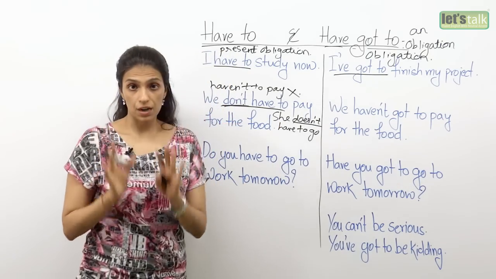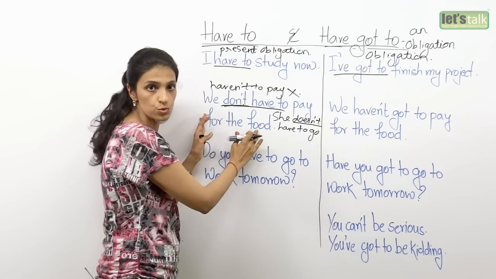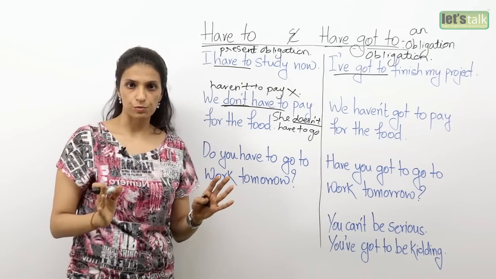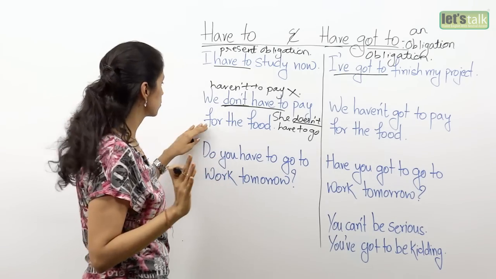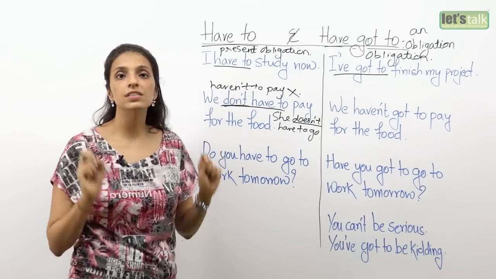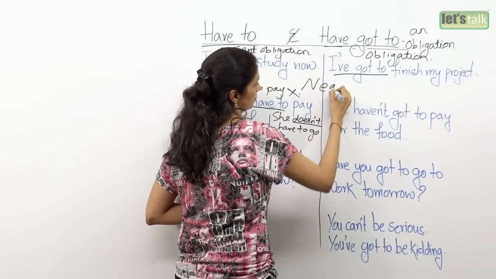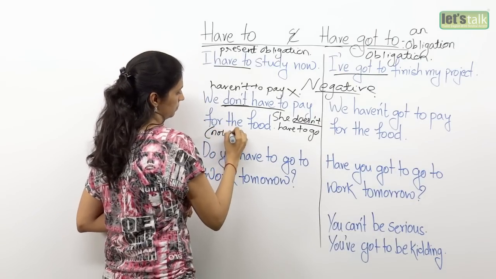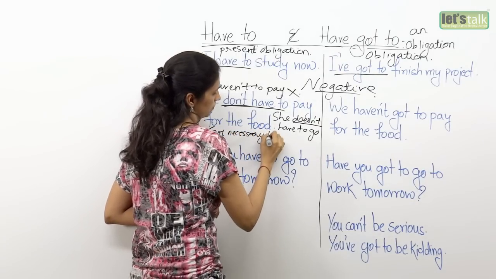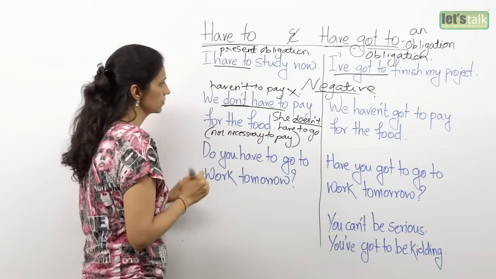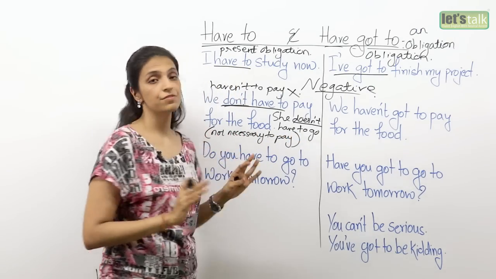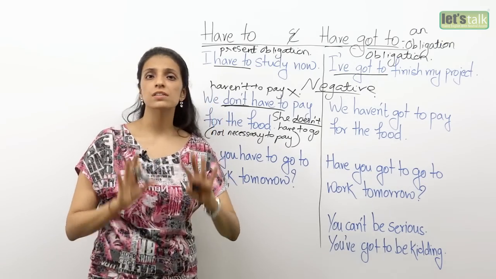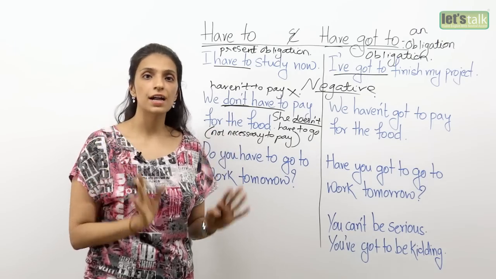Now if I tell you we don't have to pay for the food, it means it is not necessary. There is no obligation to pay for the food. So we don't have to pay. It is not necessary to pay. On a Saturday night, if I tell you, you don't have to do your homework today or tonight, it means that there is no compulsion, there is no obligation. You could do it tomorrow. So you don't have to do it.